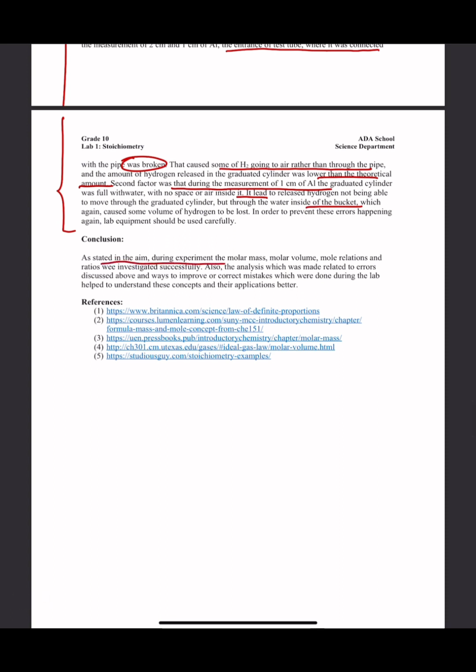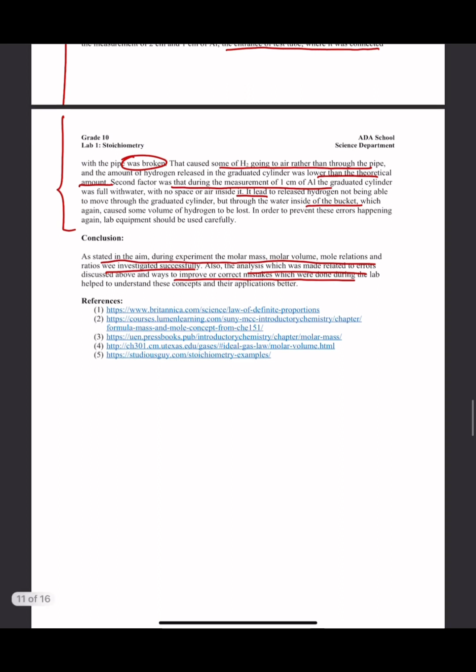As stated in the end, molar mass and mole relations were investigated. Also, the analysis which was made related to the errors discussed above and ways to improve and correct mistakes which were done during the lab helps to understand this concept and their applications. Okay, but what could you do better? What could you do better?